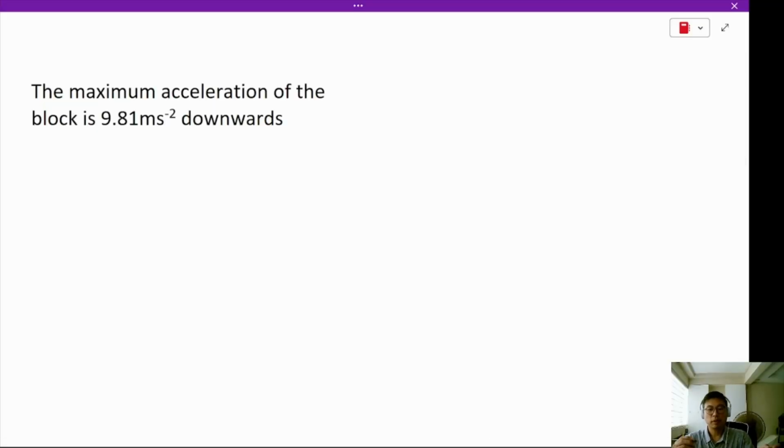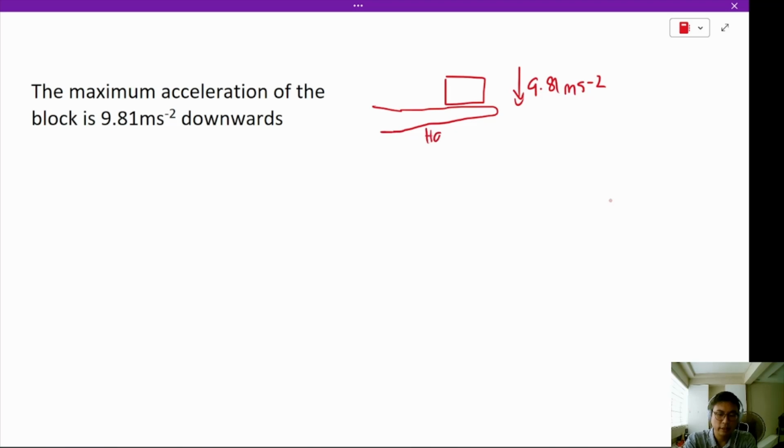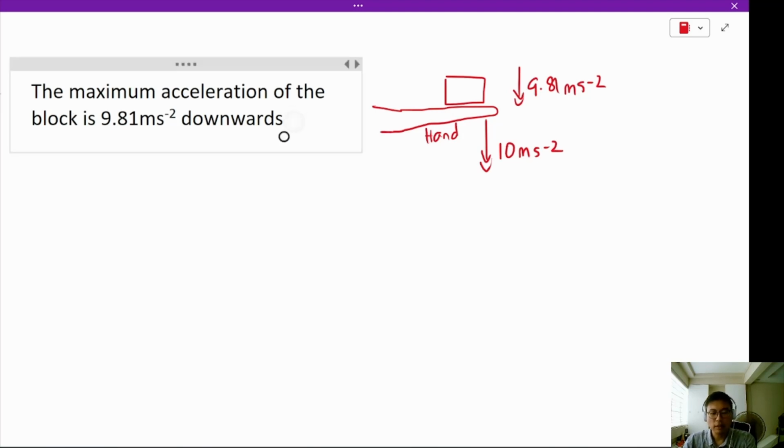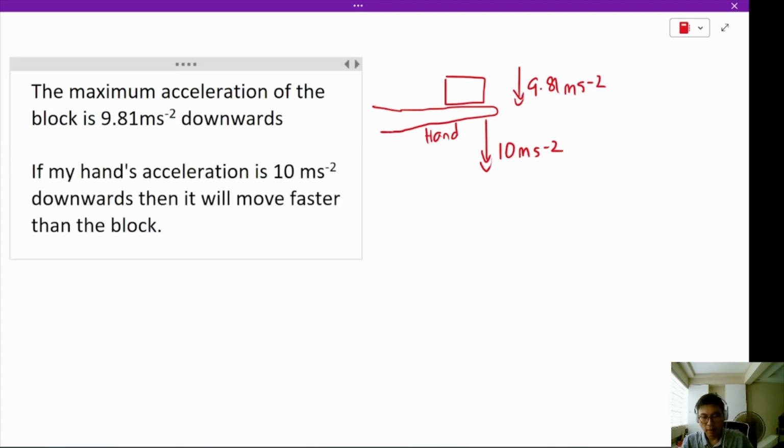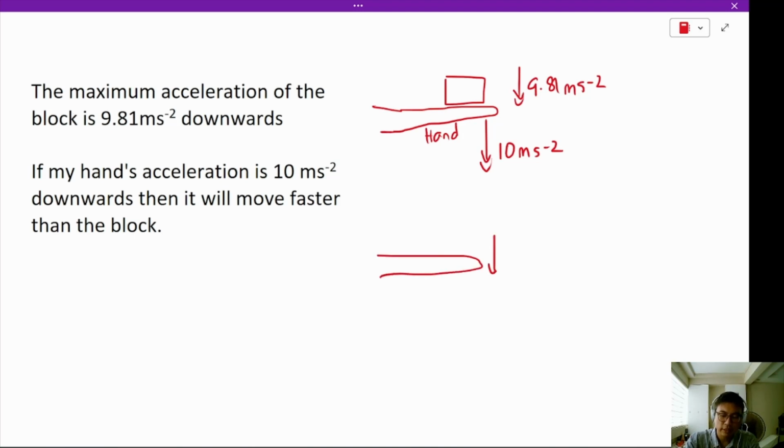Now, okay, let's see what's happening here. Because the block is not held by anything, the maximum acceleration of the block will be 9.81 meters per second squared downwards. So this is my hand. But what if my hand's acceleration is more than 9.81 meters per second squared downwards? What if my hand's acceleration is 10 meters per second squared downwards? Now, if my hand's acceleration is 10 meters per second squared downwards, then my hand will move faster than the block.